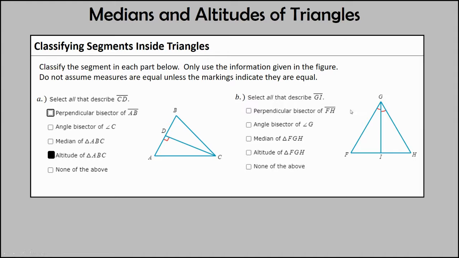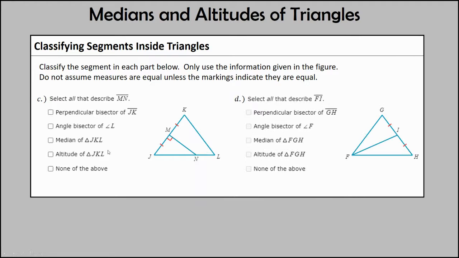Next one. Now I'm looking at GI. Is it a perpendicular bisector? Well, it's not perpendicular. They don't show me that. They got to show it to me. So that's out. Is it an angle bisector? Yes. I'm extending from G and I'm cutting it into 2 equal angles. Is it a median? Am I connecting the vertex to the midpoint of the side opposite? It might be, but they're not giving me markings. So no, we don't know it for sure. Is it an altitude? Am I connecting this vertex to the opposite side on a 90? No, they're not showing it to me. So the only one we know for sure is that it's an angle bisector based on the drawing. So you got to go through each one of those and answer the question carefully.